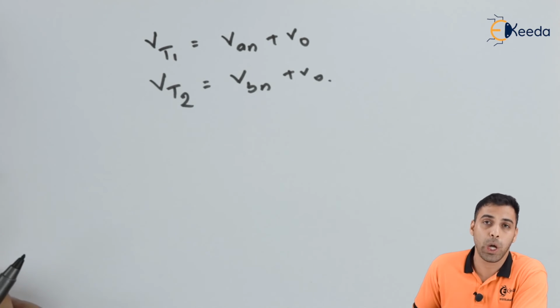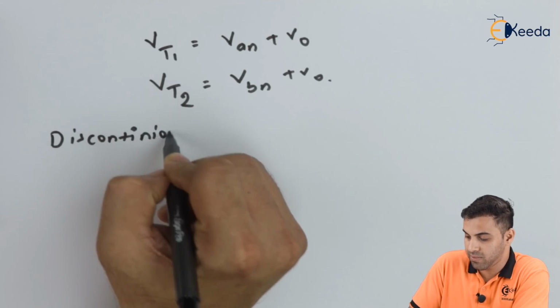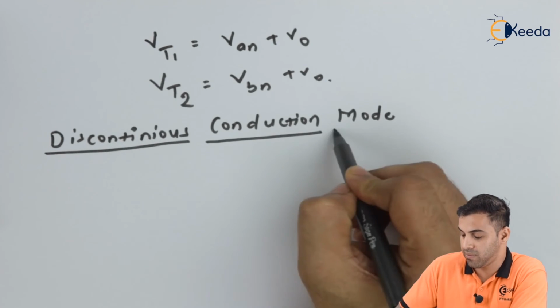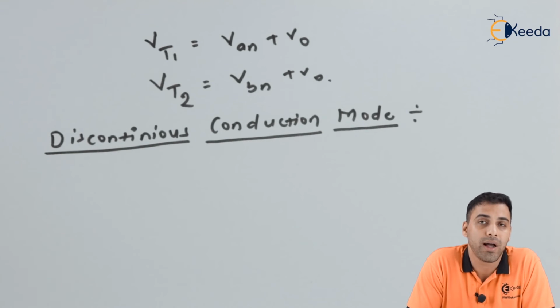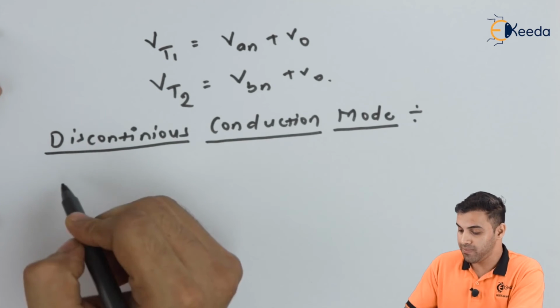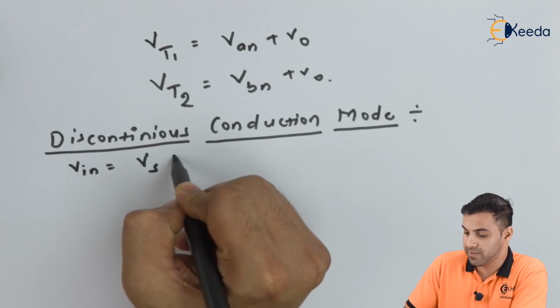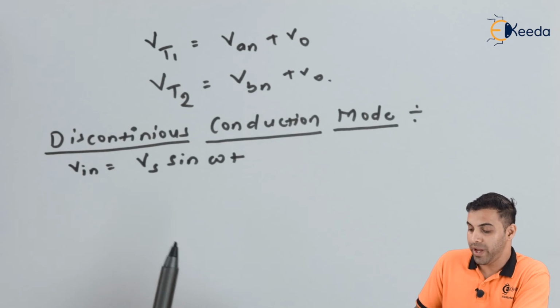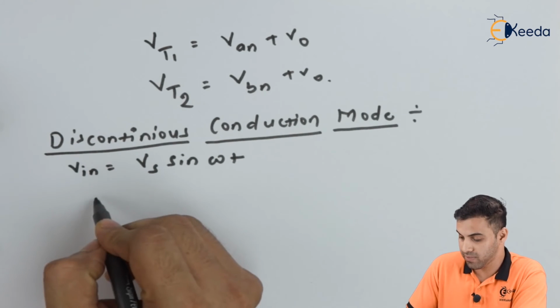Now friends, let's talk about the discontinuous conduction mode. Now friends, the discontinuous conduction mode will occur whenever omega t lies between 0 to alpha. So as we all know, V input is equal to Vs sine omega t.